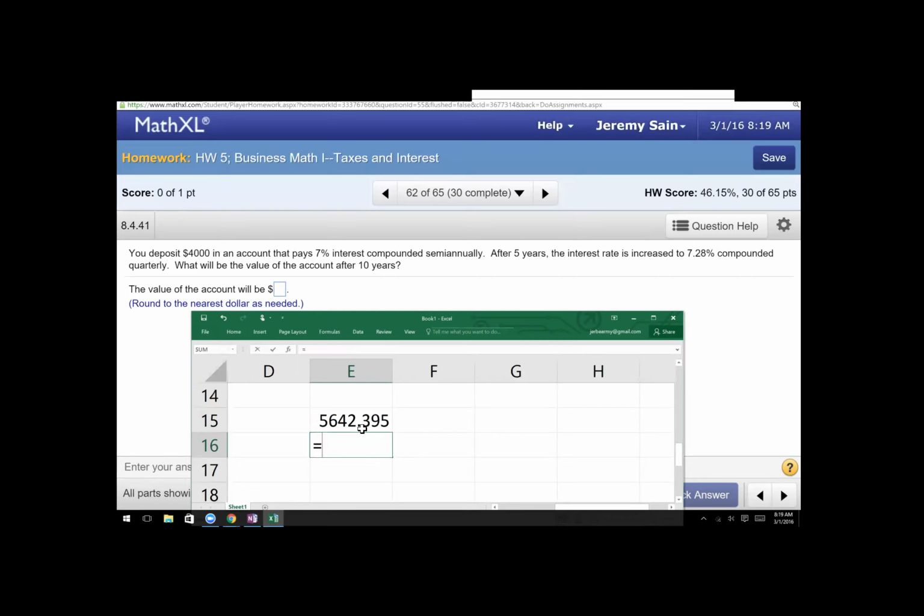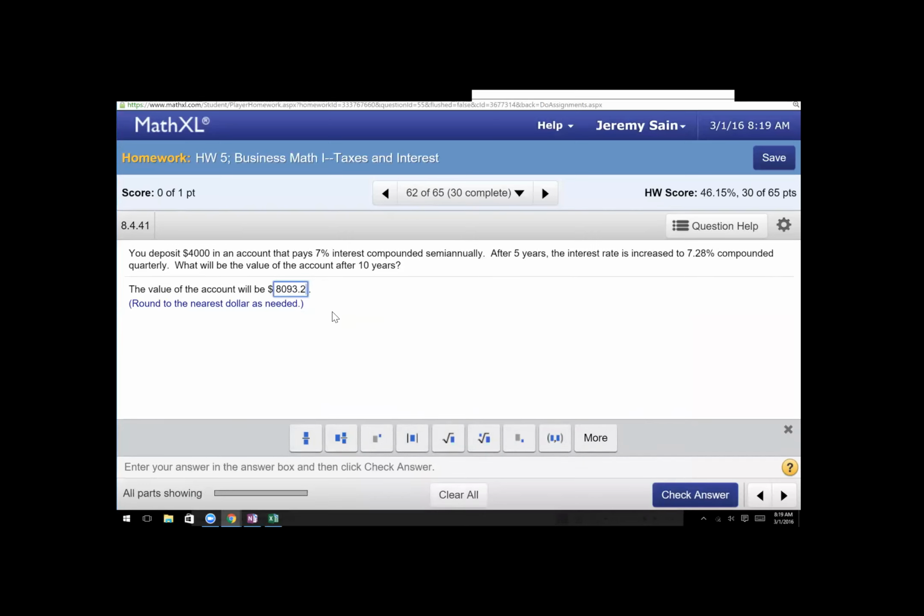And now we're going to start there. So that's our new principal. And then 1 plus, what do I put for my rate now? 0.0728. And now it's quarterly, so divide by 4. And I'm going for 5 more years. So 5 more years, 4 times a year, 20. So he's going to wind up with a little over $8,000.